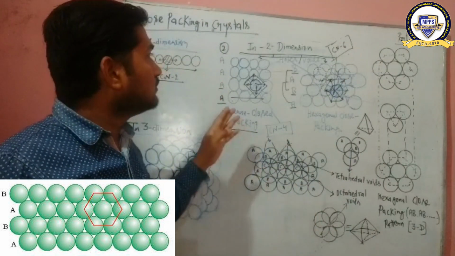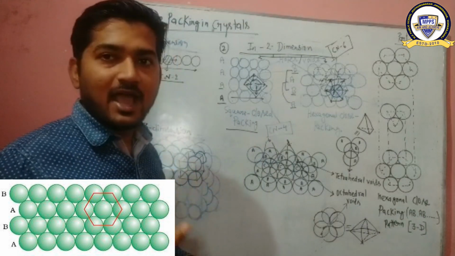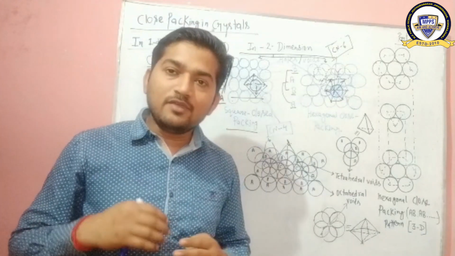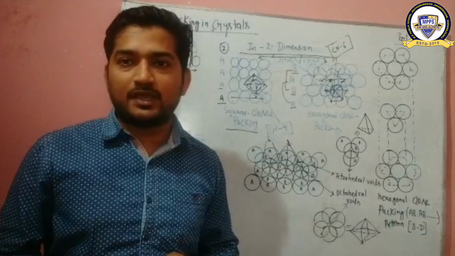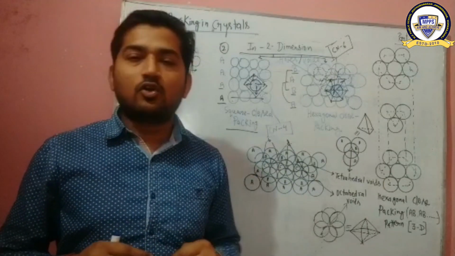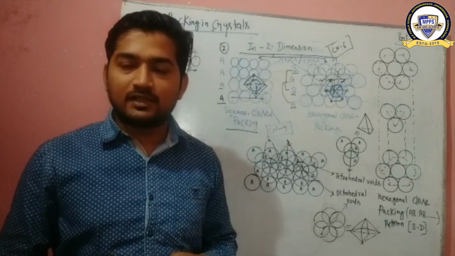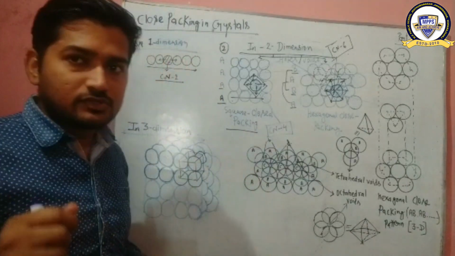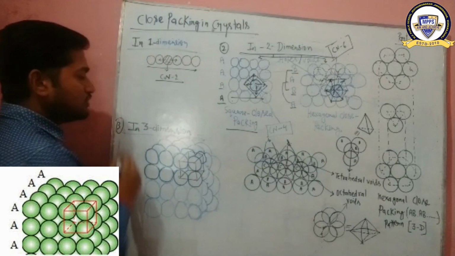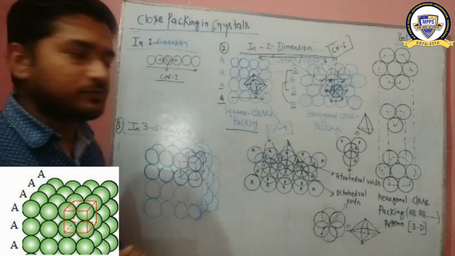So in 2 dimension, there are 2 types of arrangement: square and hexagonal close packing. But when we move to 3-dimensional space, it is totally different. Why? Because anything having length, breadth and height is 3-dimensional. So if we talk about 3-dimensional, the third condition, it also has 3 types, showing 3 types of arrangement.